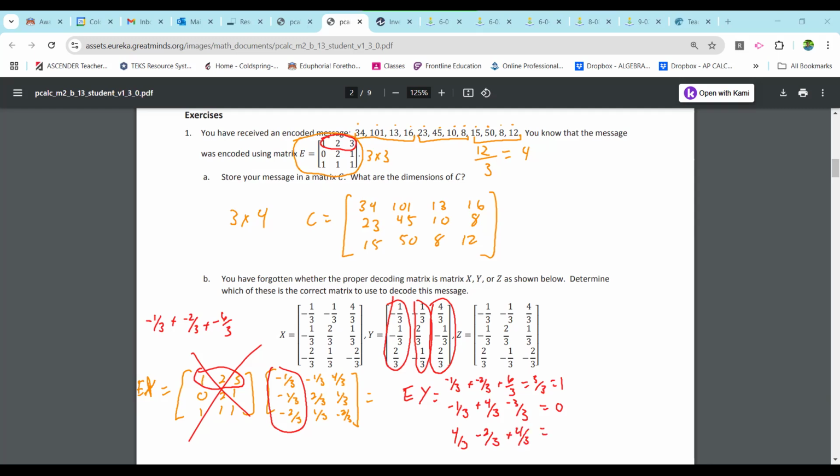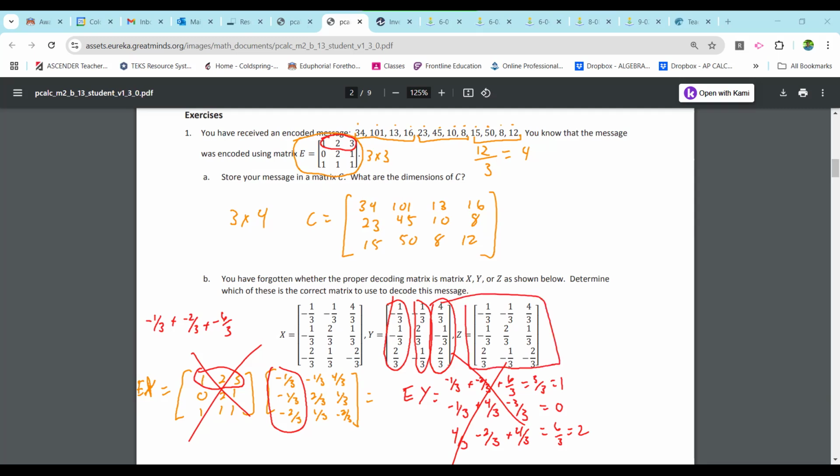4 minus 2 plus 4. Well, what is 6 divided by 3? What am I expecting here? A 0, right? I need 1, 0, 0 in that first one. So I can say that Y is out, right? So by default, my answer must be Z, right? And for the sake of time, Z is the correct answer. But what should you do on the test? Check it. Make sure you are getting that 1, 0, 0.